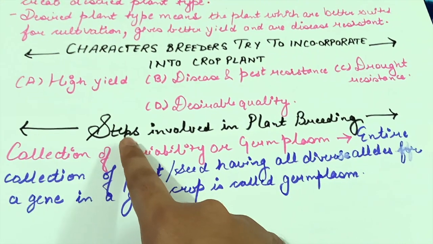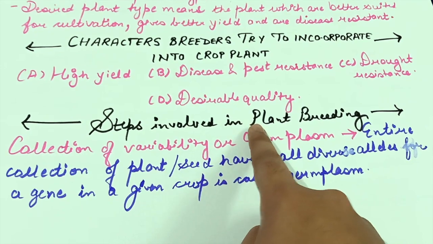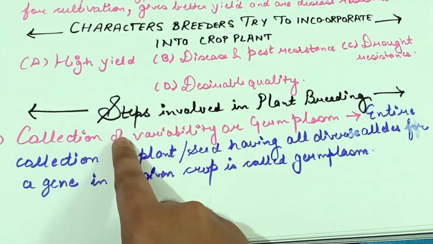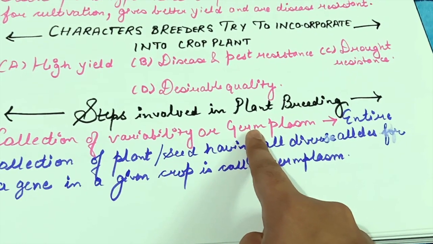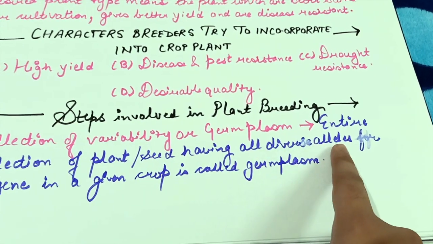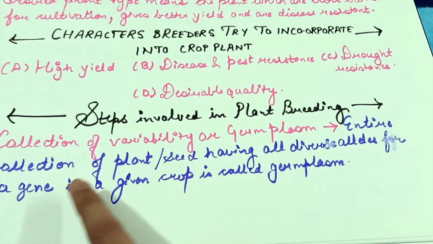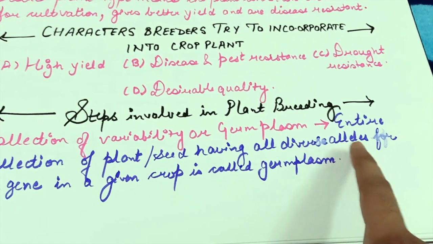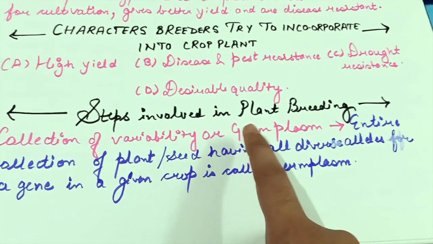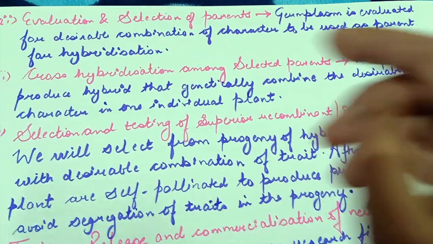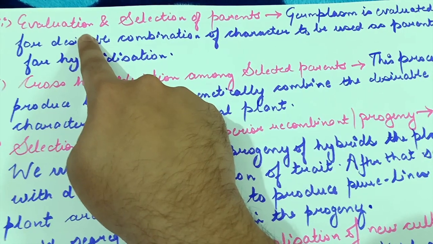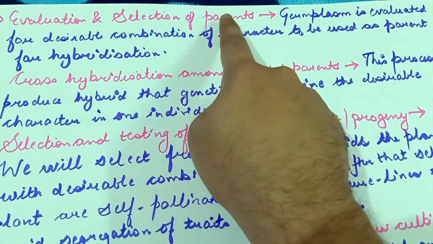Now let us look at various steps involved in plant breeding. The first step involved in plant breeding is collection of germ plasm. Germ plasm is the entire collection of diverse alleles for a gene. So we will collect all the diverse alleles for a gene in a given crop, which would be called germ plasm. The second step after collection of germ plasm is evaluation and selection of parents.